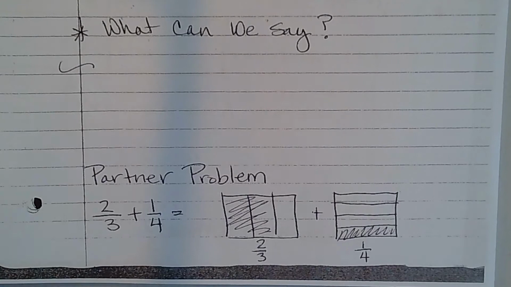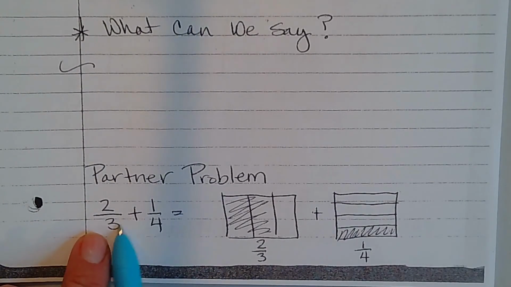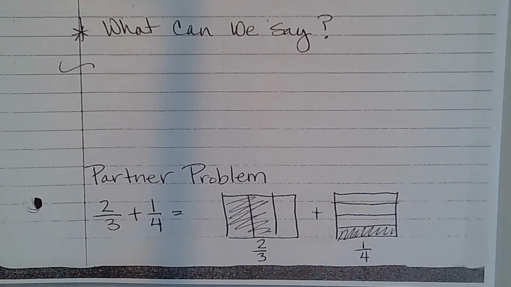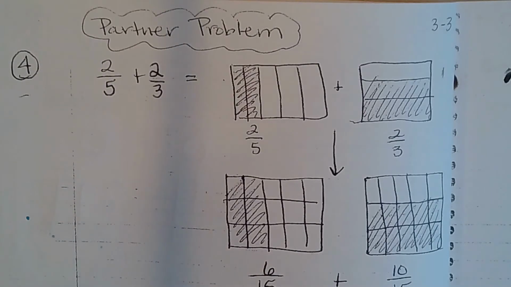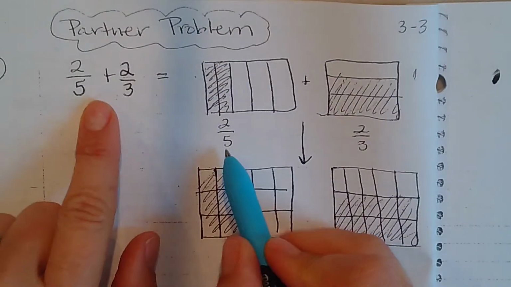So normally we would do a partner problem, and I'm going to give you 2/3 plus 1/4. Let me see how you do with that together. Show me if you can do that, even though we just did it. Now try it on your own. See if you can replicate what we just did. All right, moving on. So we have a couple more partner problems.